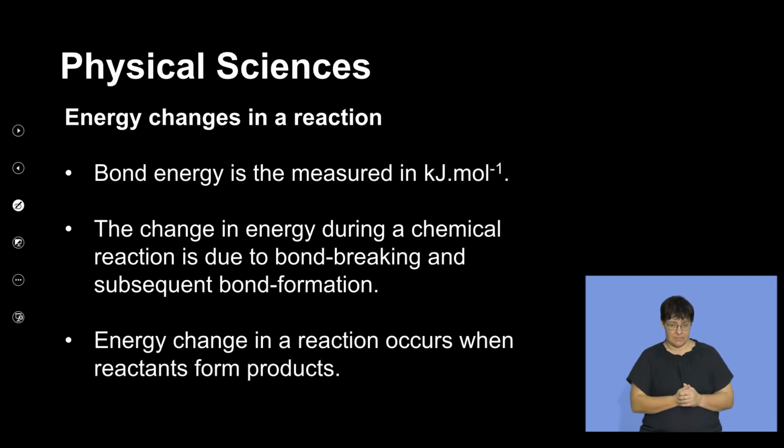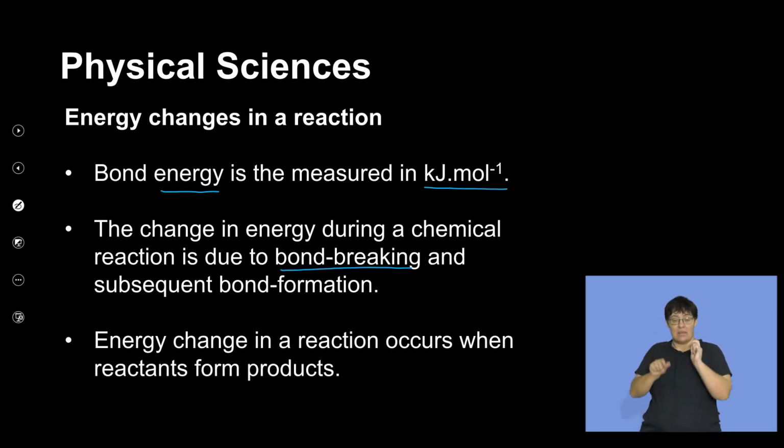So what we know is that bond energy is measured in kilojoules per mole. So this is the SI unit of bond energy, okay? So the change in energy during a chemical reaction is due to bond breaking and bond formation. So we say these two happen subsequent to each other. For us to form new substances, bonds must be broken. So in bond breaking, there is absorption of energy, okay?